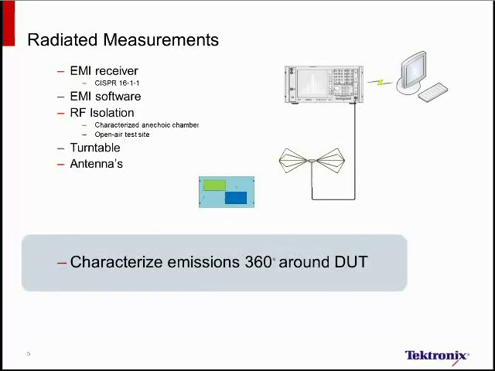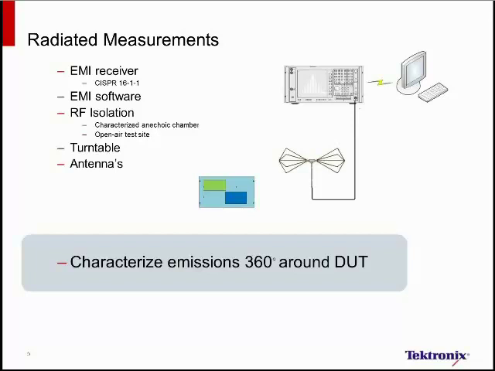Radiated measurements are a little bit different. We have specific distances we must be from the device under test. We must provide some form of RF isolation. It could be an anechoic chamber or an open-air test site. And we need to characterize the emissions coming from the device 360 degrees around it. Now, this could take quite a long time if we had an EMI test that we had to do to 26 gigs, and we had to go right the way around the product.